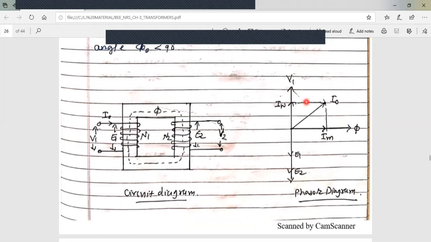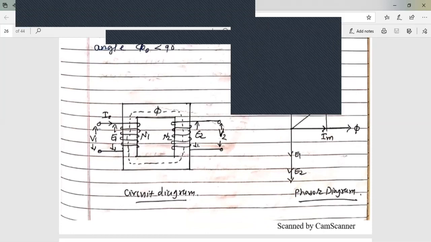So in the next lecture, we will discuss the practical transformer on load condition. So this is all about losses in a transformer and the practical transformer on no load condition.